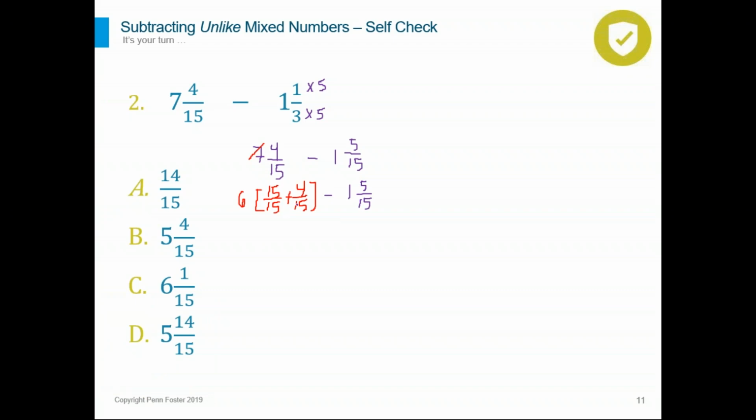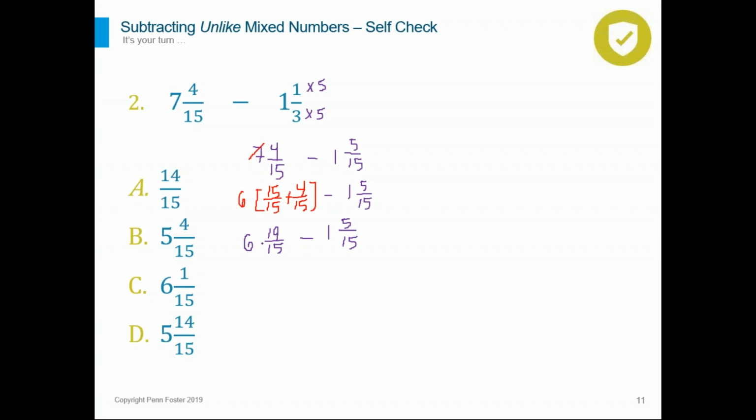Combine the two fractions in the first mixed number. We have a 6. 15 and 4 is 19. 15 is the same in the denominator. I'm still subtracting minus 1 and 5 over 15. Now let's check 19 minus 5. Yes, we can do that.